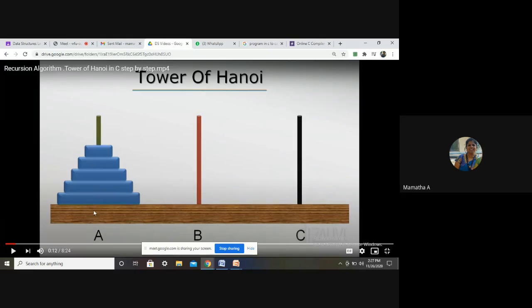So the motto here is to move A to C using B. Okay. With some conditions. Can anybody tell what are the conditions?